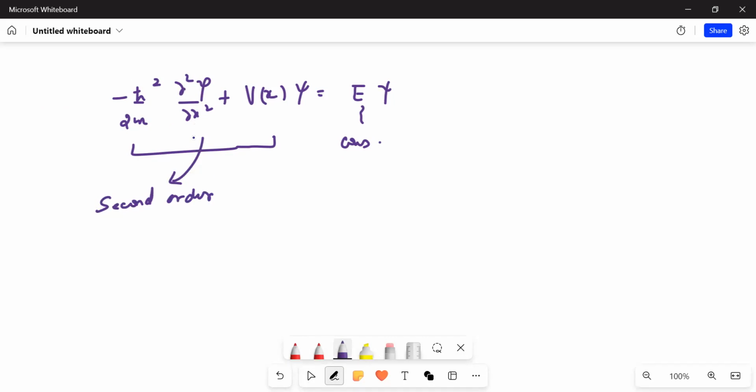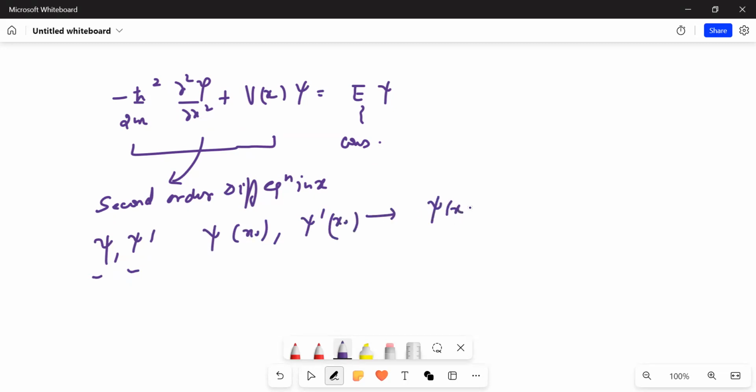In fact, I can replace this partial derivative with the total derivative also, because psi is only a function of x when we are dealing with the time-independent Schrodinger equation. So this is a second order differential equation in x. For finding a unique solution, you should have the values of psi and psi dash. If you know the value of psi at some point, and the value of psi dash at some point, then I can find a guaranteed solution.